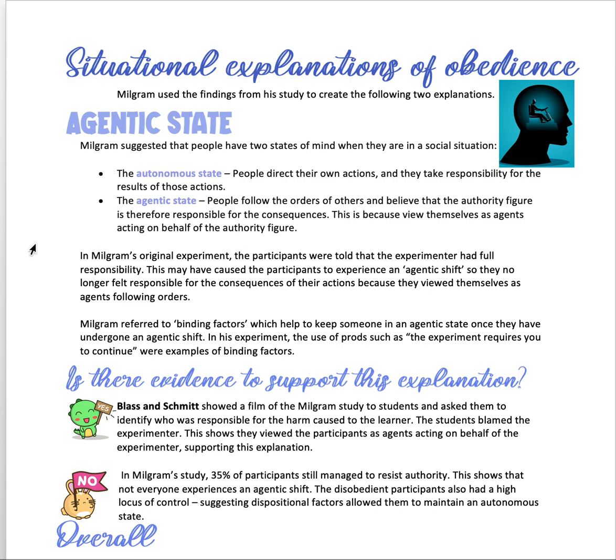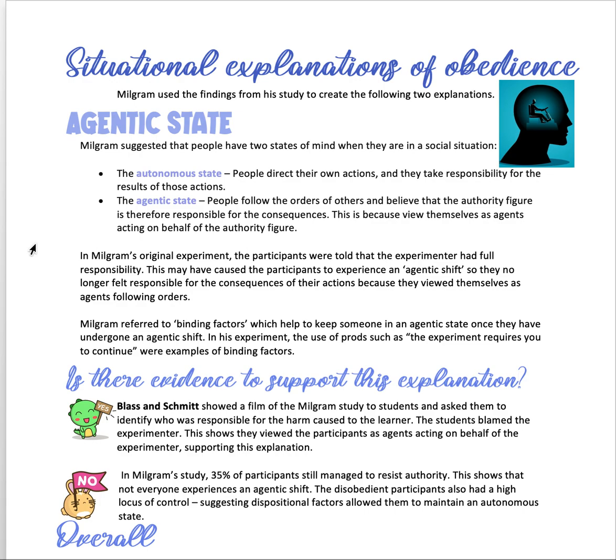So the two explanations that Milgram used to explain the findings of his study are agentic state and legitimacy of authority. So agentic state is the idea that people have two states of mind, the autonomous and the agentic. Autonomous is the idea of independence, and taking personal responsibility for your actions, making conscious choices about them. Agentic state is following the orders of the authority figure and believing that you're acting on their behalf rather than making your own independent choices.